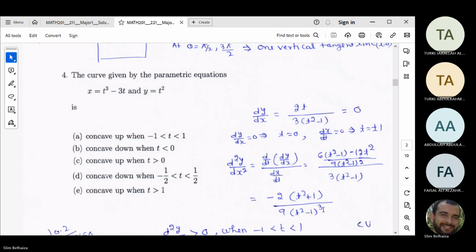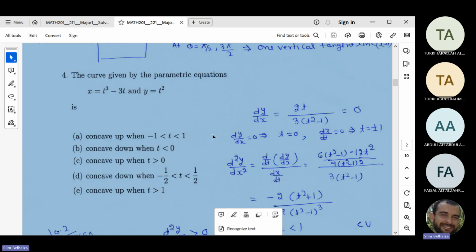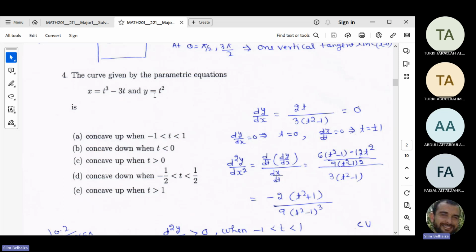Question 4. The curve given by the parametric equations x equals t cubed minus 3t and y equals t squared: where is it concave up? About the study of concavity, we need to find dy over dx first of all. It's going to be dy over dt, which is 2t, divided by dx over dt, which is 3 t squared minus 3. Here, what they did first of all was look for points where they possibly have a horizontal tangent and a vertical tangent. It doesn't matter. We look for the second order derivatives.